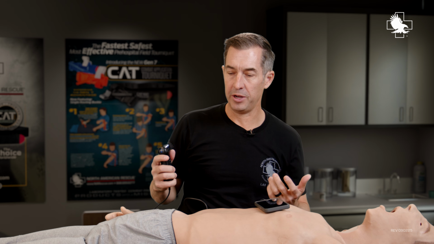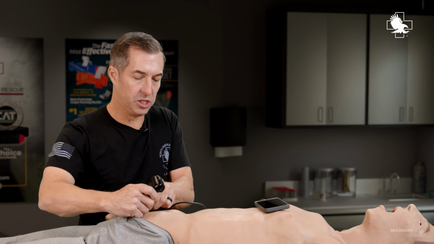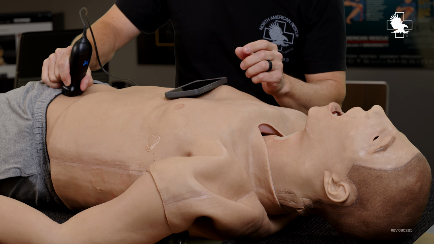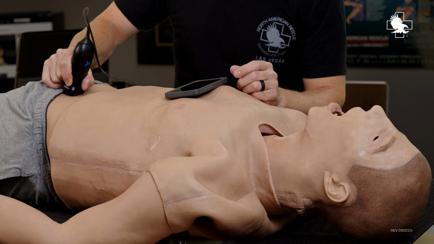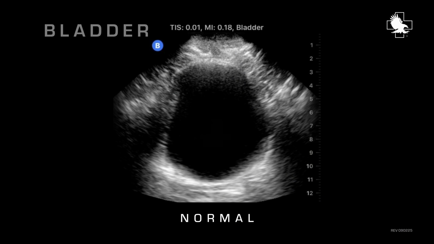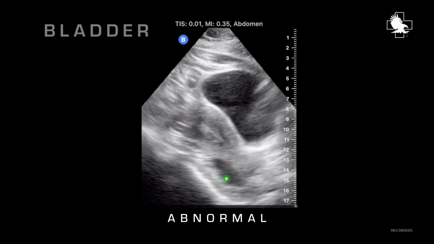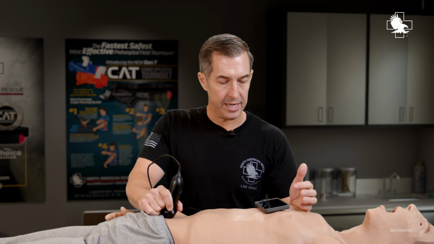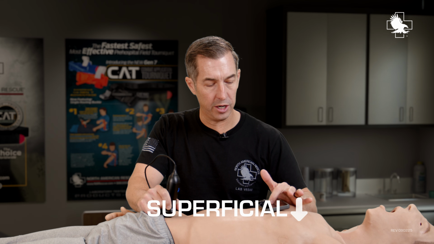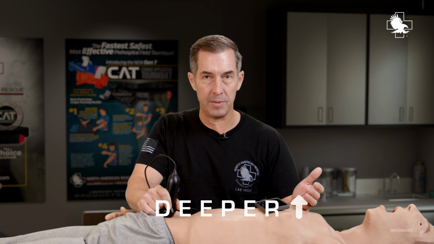The next spot that I'm going to go to is suprapubic. So I'm going to go just over the pubic symphysis, and I'm going to angle basically straight down. What we're looking at here is a large fluid-filled structure. That's going to be the bladder. And we're looking for blood that is surrounding that, either on the sides, or if we penetrate all the way through the bladder, then we can take a look. If I want to go superficial, I'll swipe it down. If I want to go deeper, I'm going to swipe up and take a look.